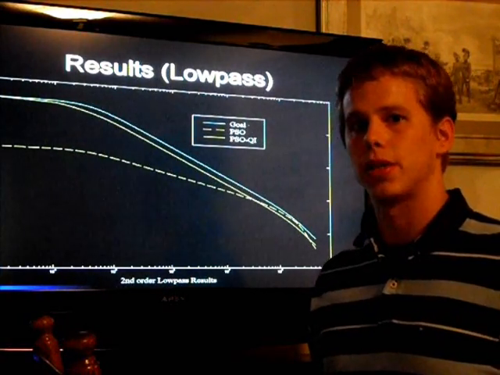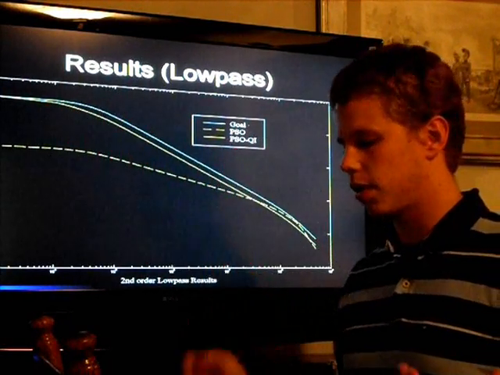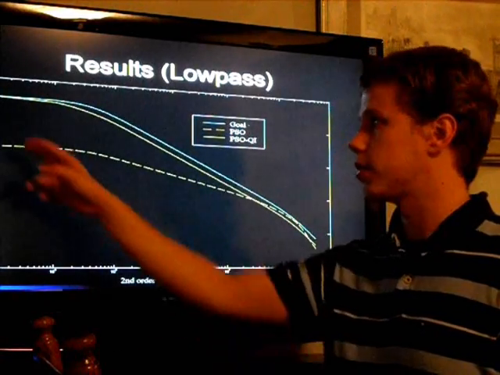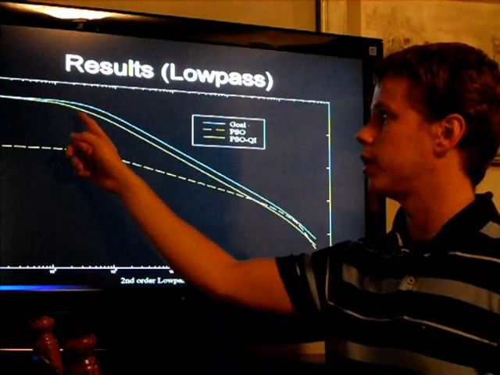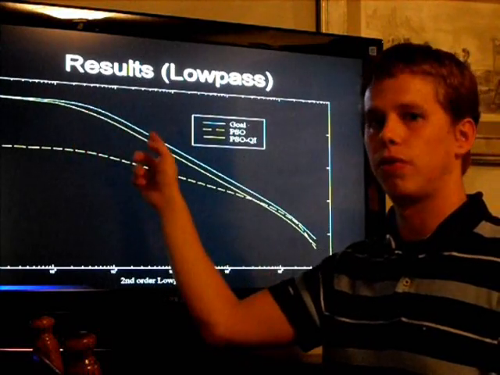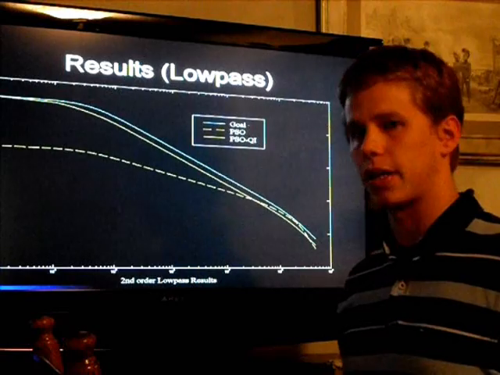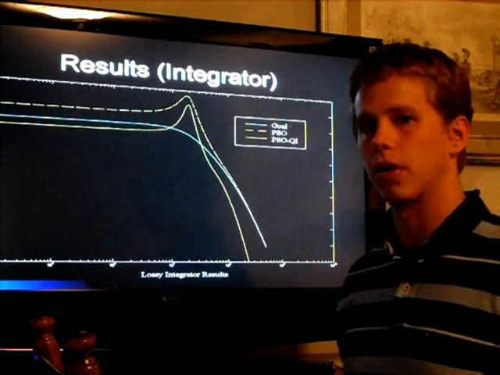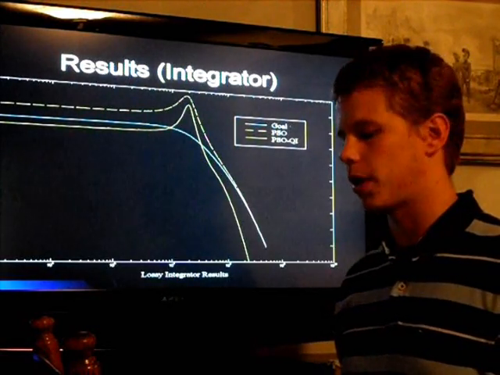However, with PSOQI, it's much closer to the goal filter. I still wouldn't call it a complete success because it starts to tail off too early. The cutoff frequency is a little sooner than for the goal filter, but it still does a pretty good job. And this is for a second order low pass. Now I also ran a lossy integrator, which is basically just a first order low pass filter.